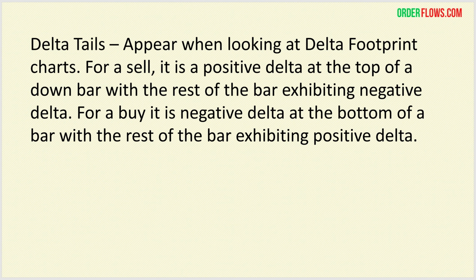All right, so delta tails. Now, delta tails is something that you'd have to look at on a delta footprint chart, and I talked about that in an earlier lesson. A delta tail is going to appear on a sell when there's a positive delta at the top of the down bar and the rest of the bar is all negative delta, or for a buy when there's negative delta at the bottom of a bar with the rest of the bar exhibiting positive delta.